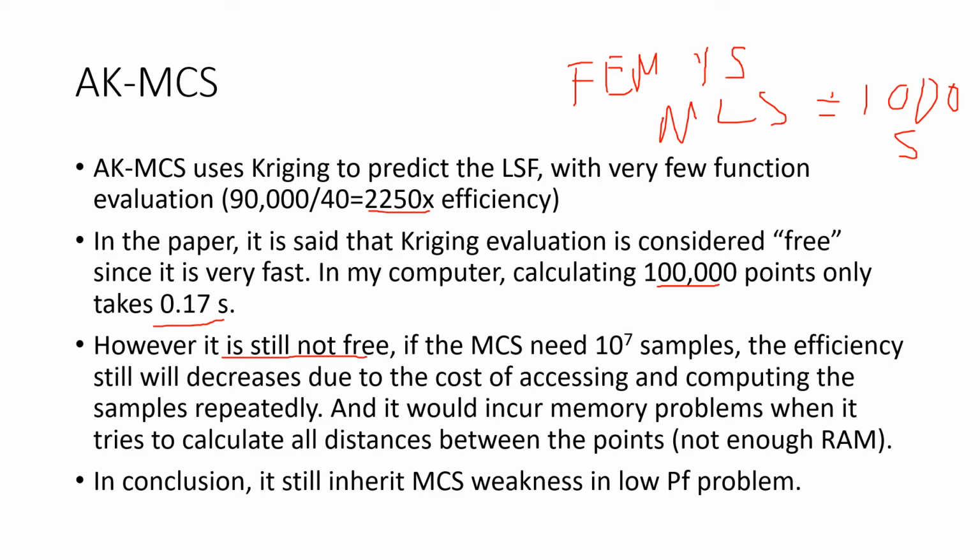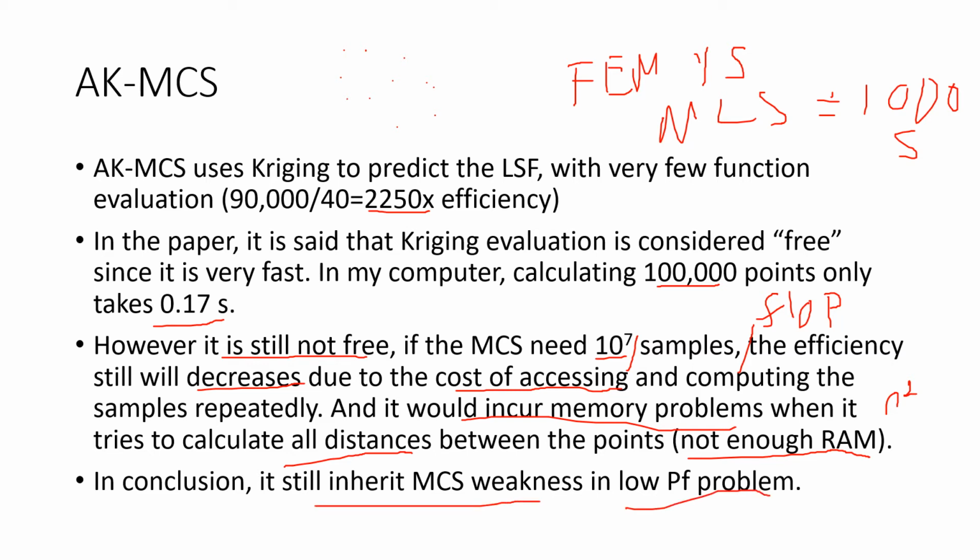So if the Monte Carlo simulation takes like 10 to the power of 7 samples, the efficiency will decrease a lot because of the cost of accessing the memory, which is the memory cost, and the computing cost, which is the flops, the floating point operations. And if it is very high, it will incur memory problems when it tries to calculate all the distances, because Kriging will calculate the distance between the points, and if it's very big, it will require the number of samples to the power of 2, which may need high random access memory. In conclusion, it still has a weakness in low probability problems.